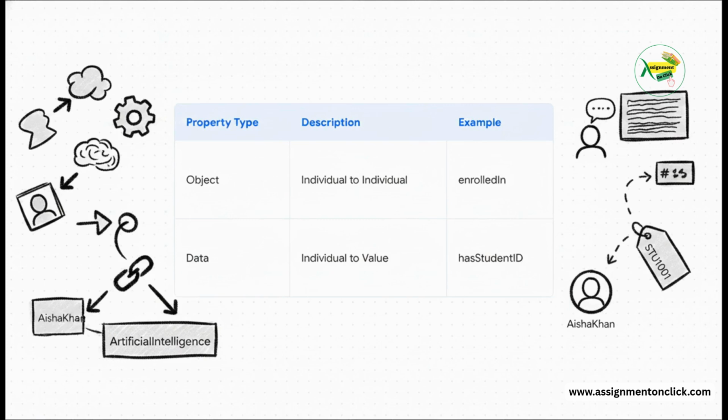First, object properties. These link an individual to another individual. For example, the individual Aisha Khan is connected to the individual artificial intelligence via the object property enrolled in. Then we have data properties. These link an individual to a literal value, like text or numbers. So Aisha Khan is connected to the text string STU1001 via the data property has student ID. This is exactly how we begin weaving our web of knowledge.